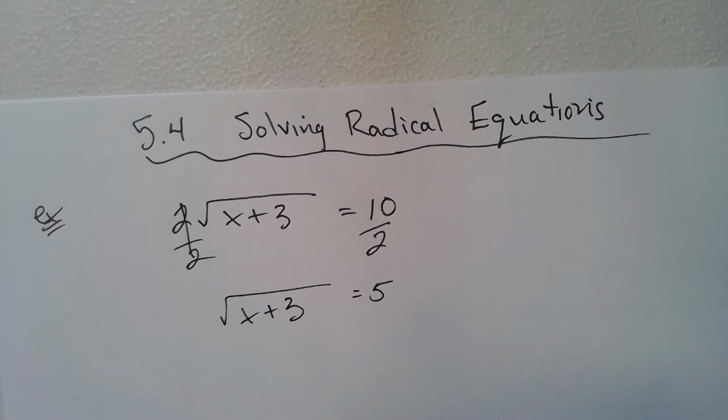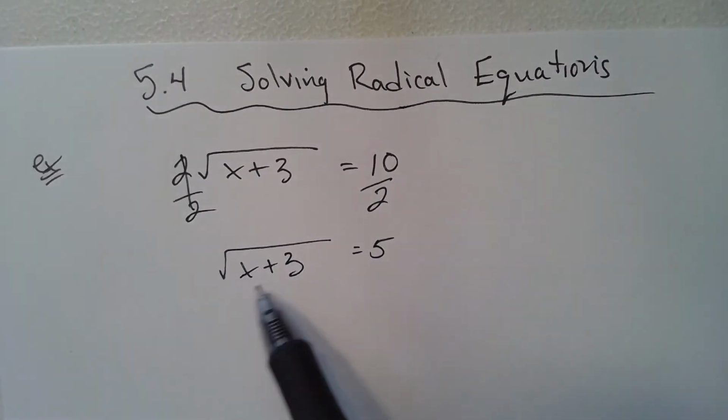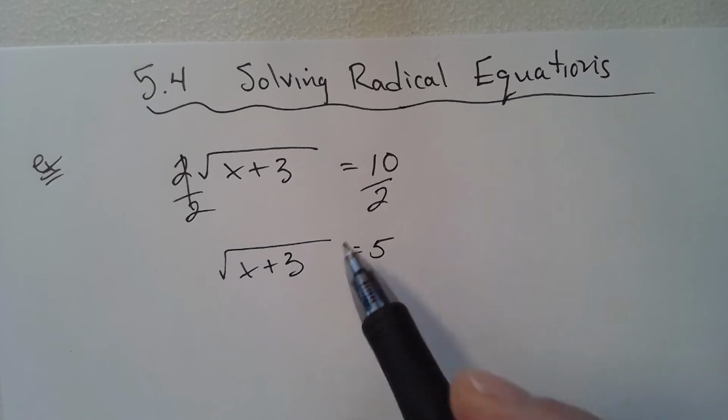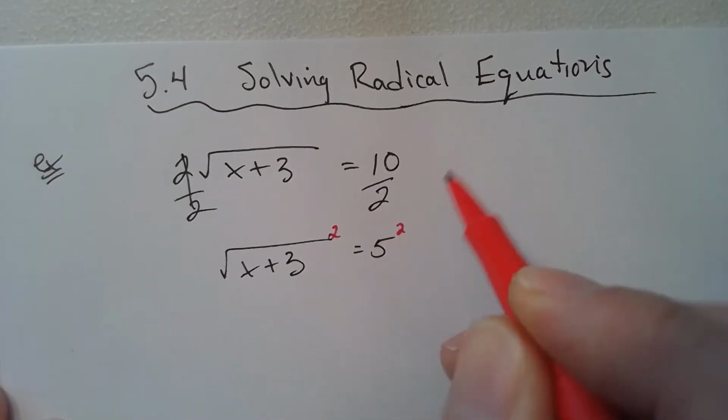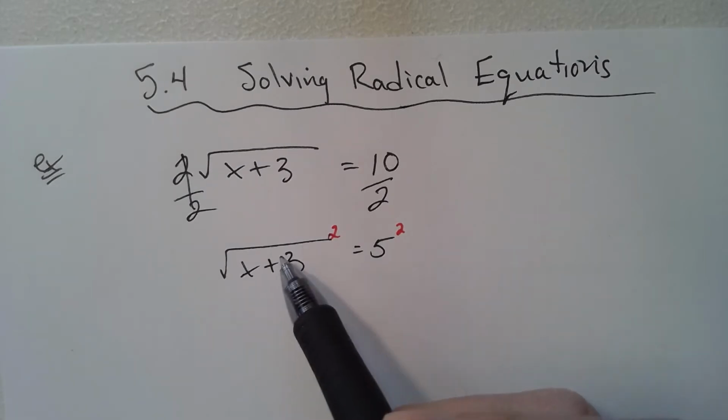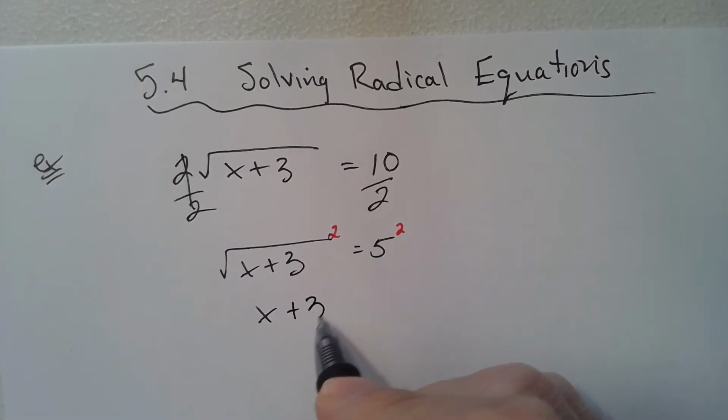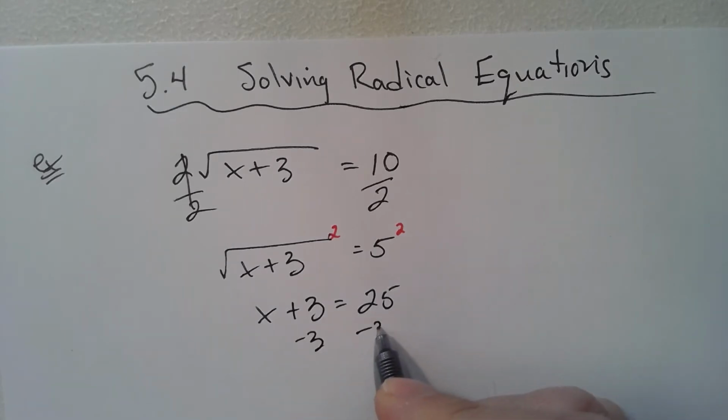And then we have to do the inverse operation. So the opposite of the square root of something is to square. So we're going to square both sides, and that will undo the square root, and we'll be left with x plus 3 equals 25. Subtract 3, so x equals 22.